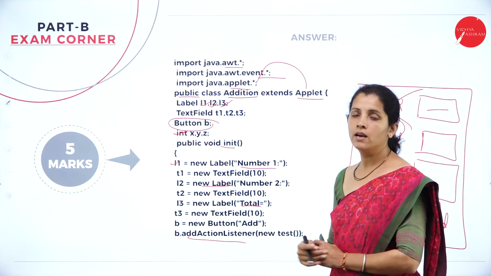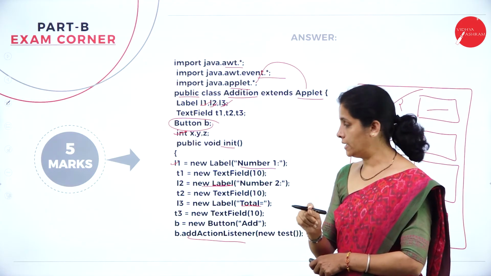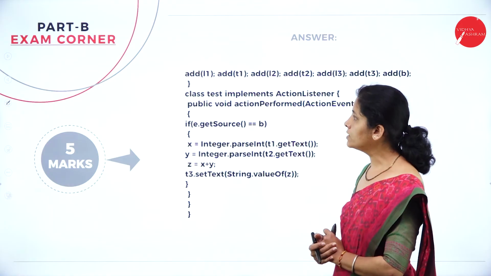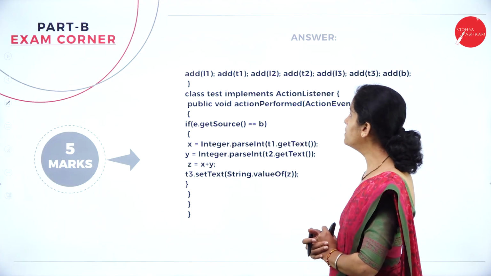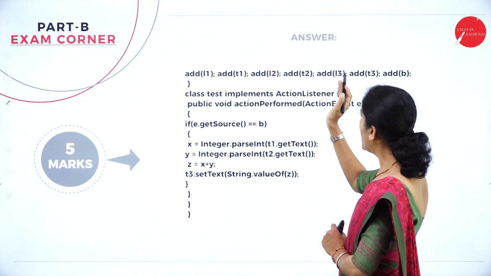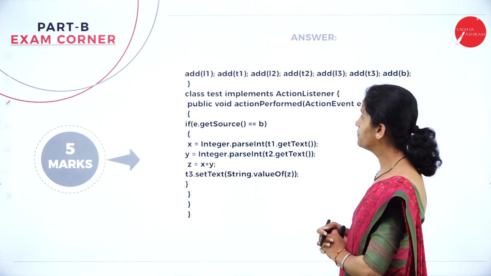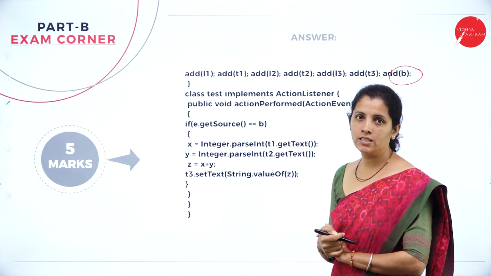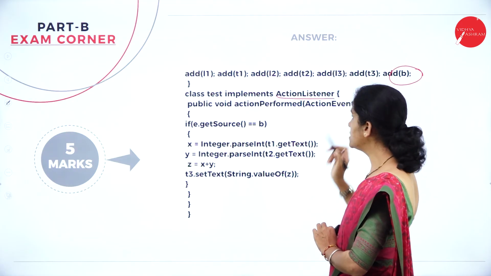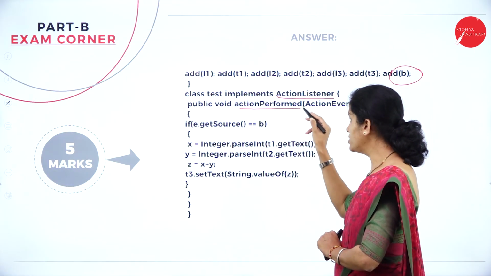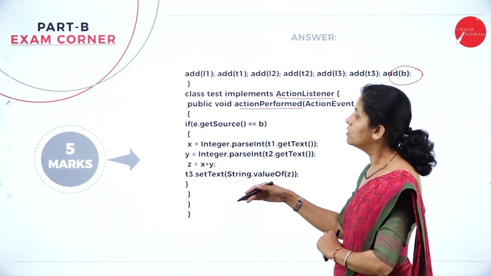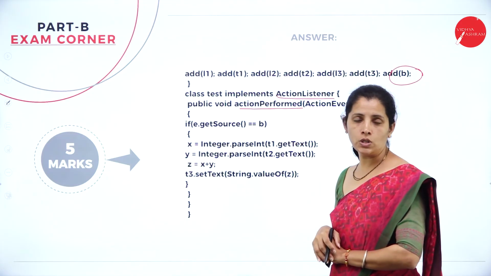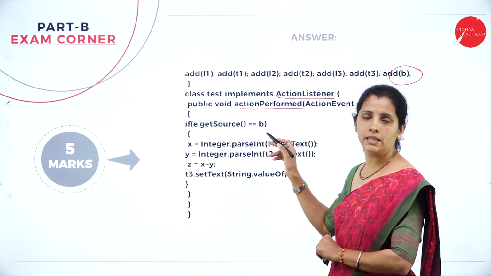So when I press the button, okay, action listener, new test. See, I'm adding label 1, label 2, label 3, and text 1, text 2, text 3, as well as a button. Now I'm going to implement the action listener event. So in actionPerformed, what action do I want to perform? That is if e.getSource equals B, that's nothing but the button.